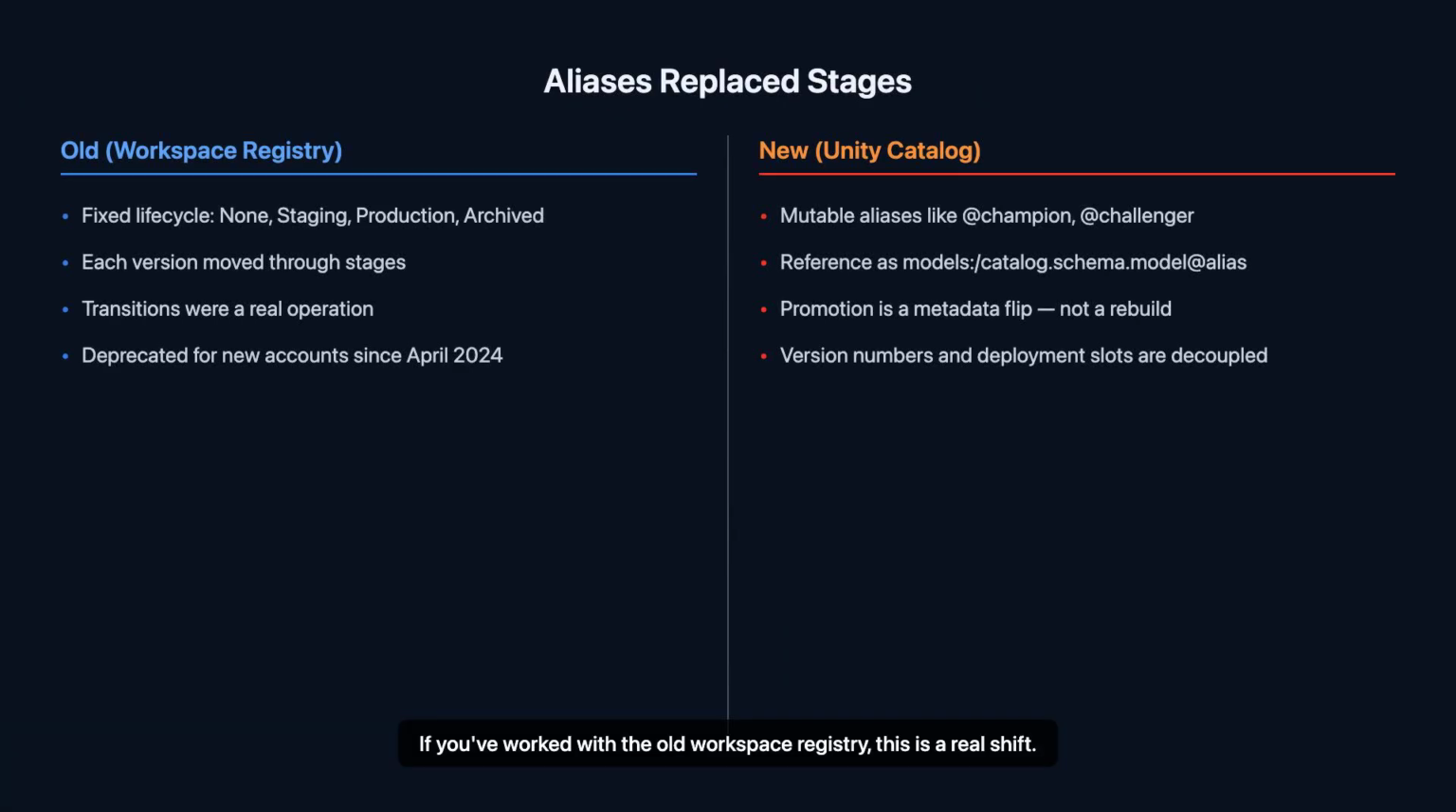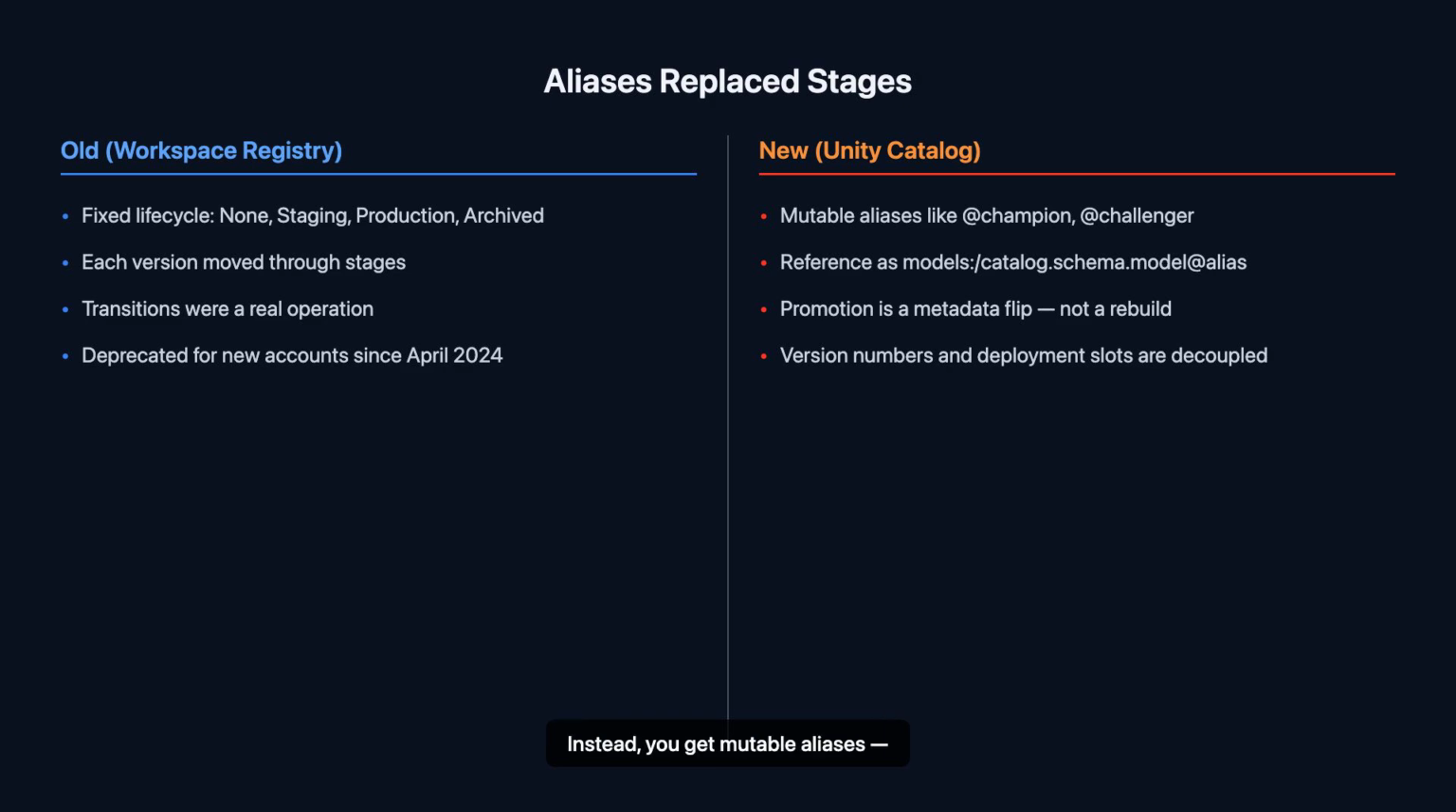If you've worked with the old workspace registry, this is a real shift. Before, you had a fixed lifecycle: none, staging, production, archived. Each version transitioned through stages as a real operation, and that whole registry has been deprecated for new accounts since April 2024. In Unity Catalog, that's gone.